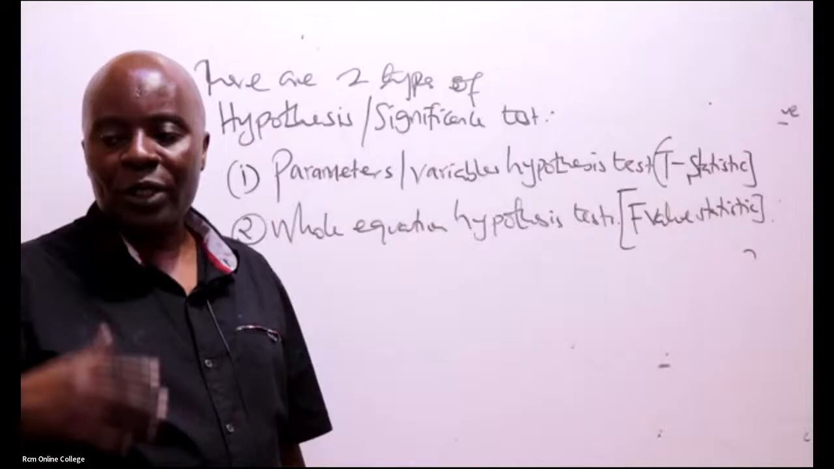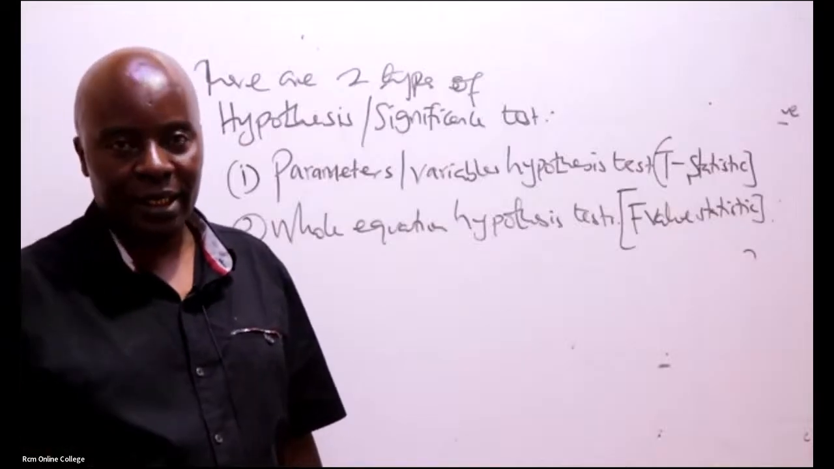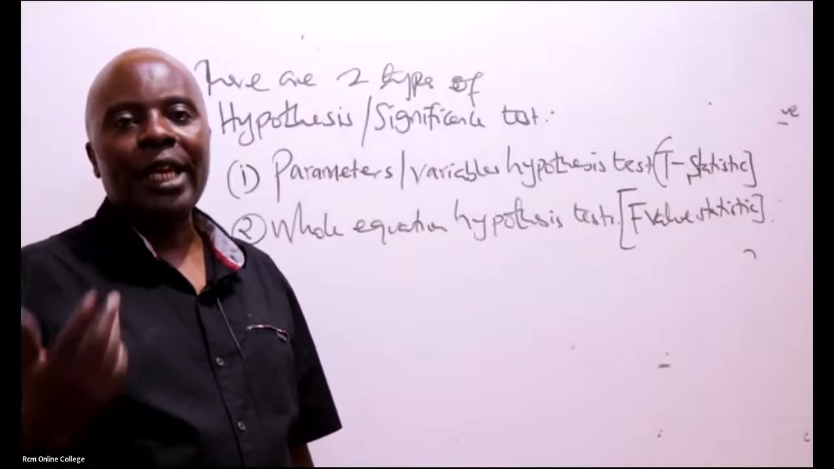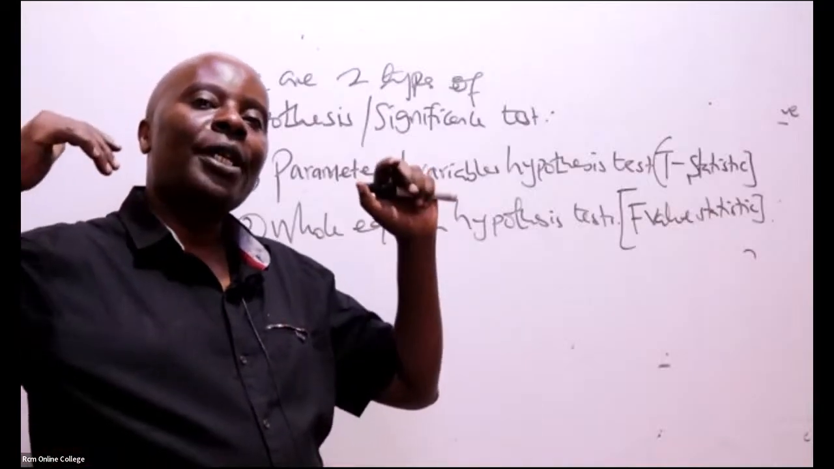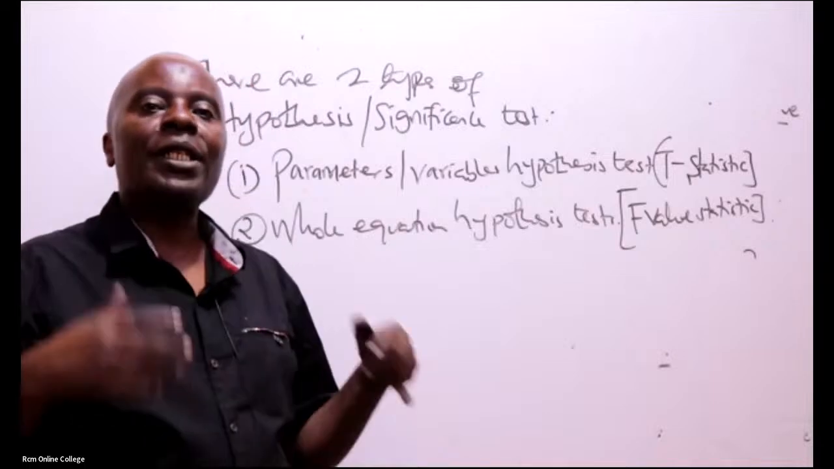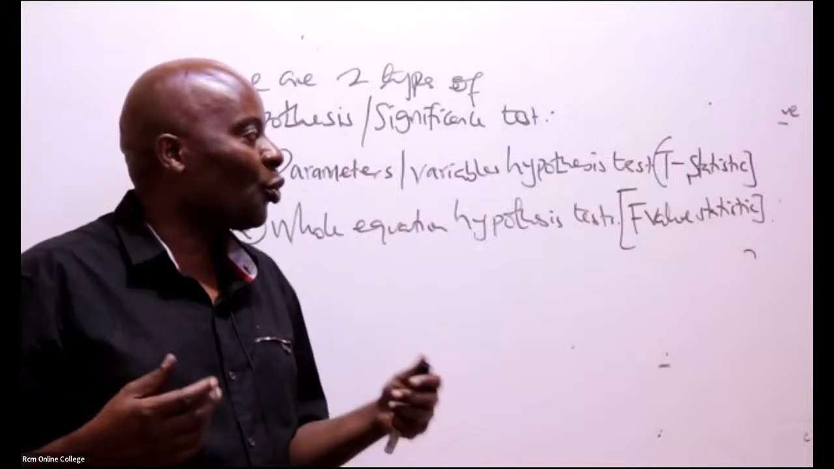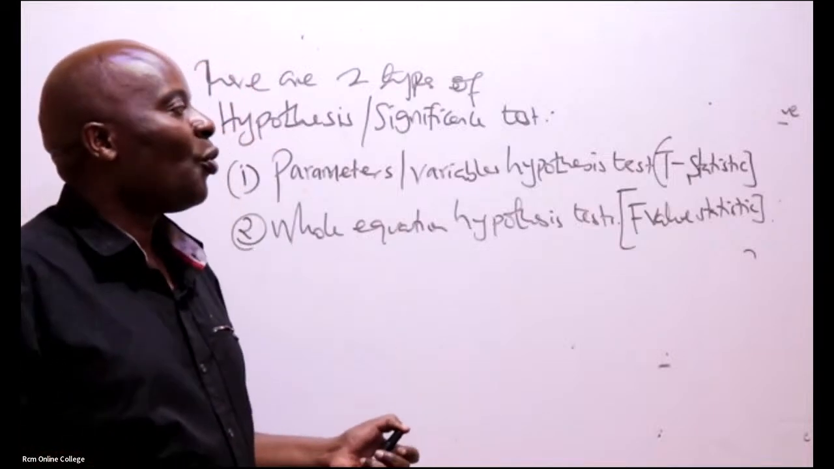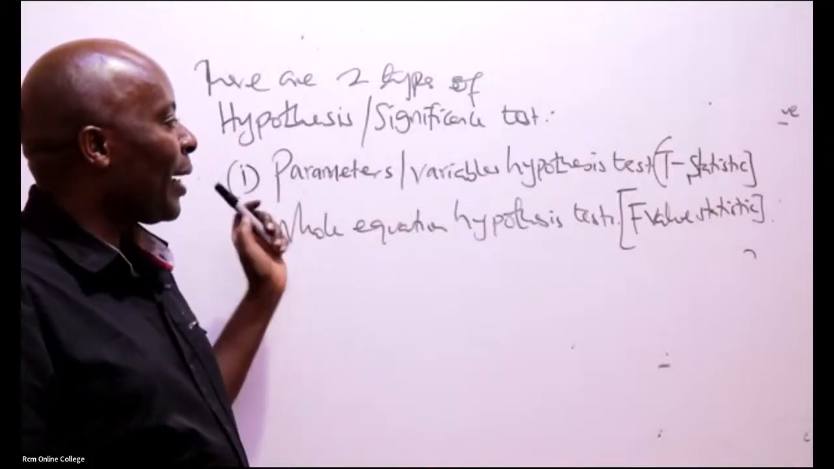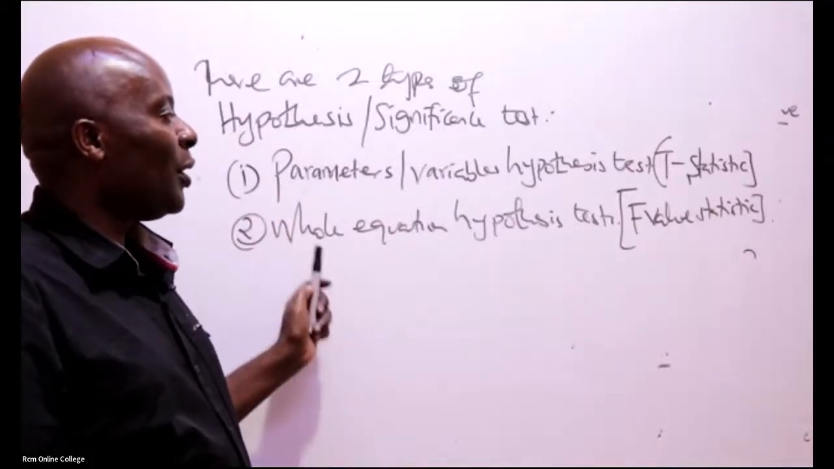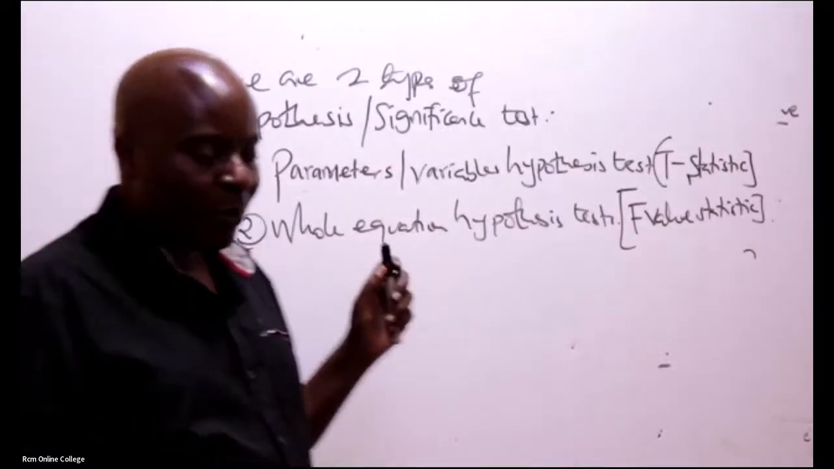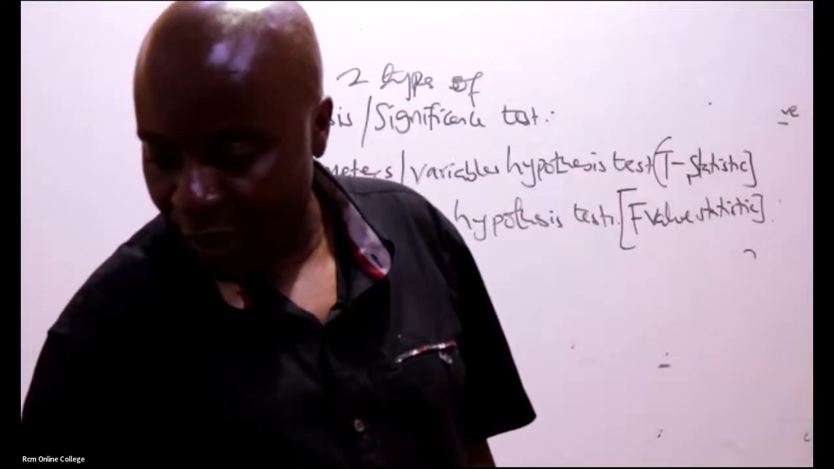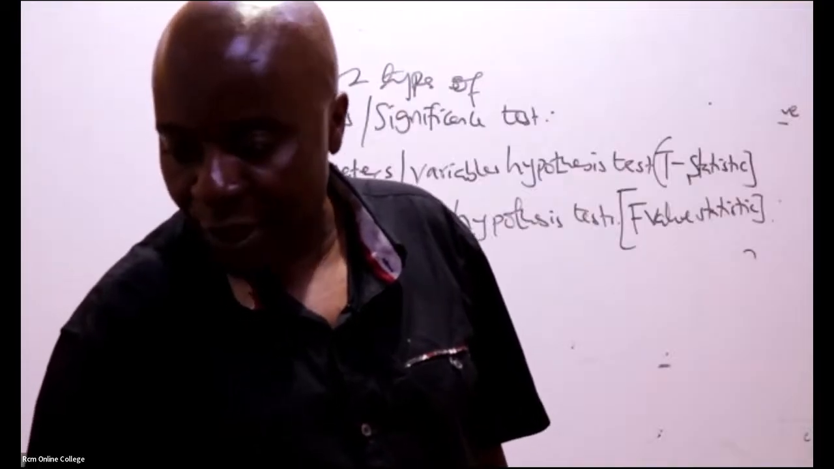So we have two types of hypotheses. Of course, the claim here is that our regression equation is working very well, but that is just a hypothesis. So there are two types of hypothesis tests: the parameters hypothesis and the whole equation hypothesis. For this number three, what hypothesis do they want me to do?